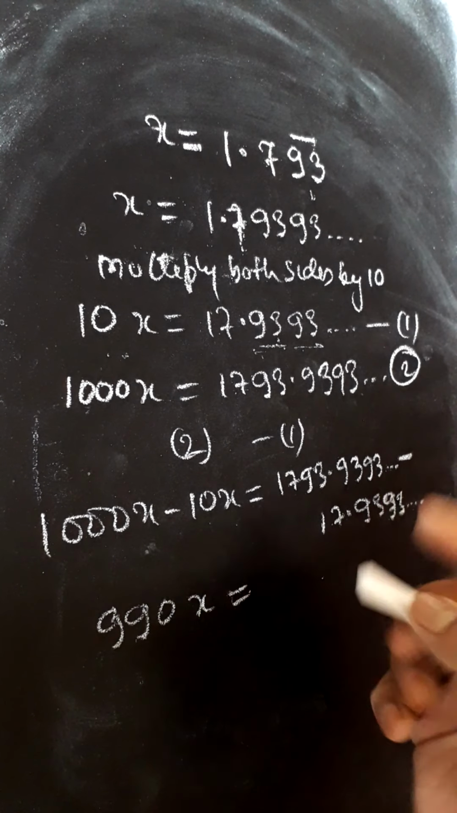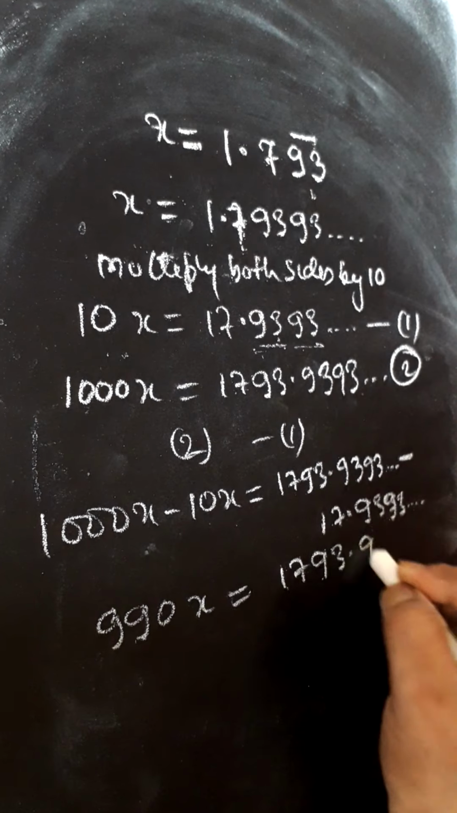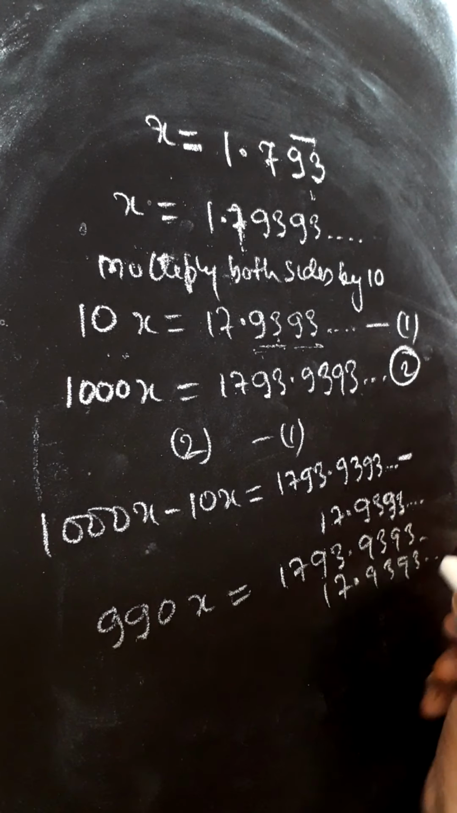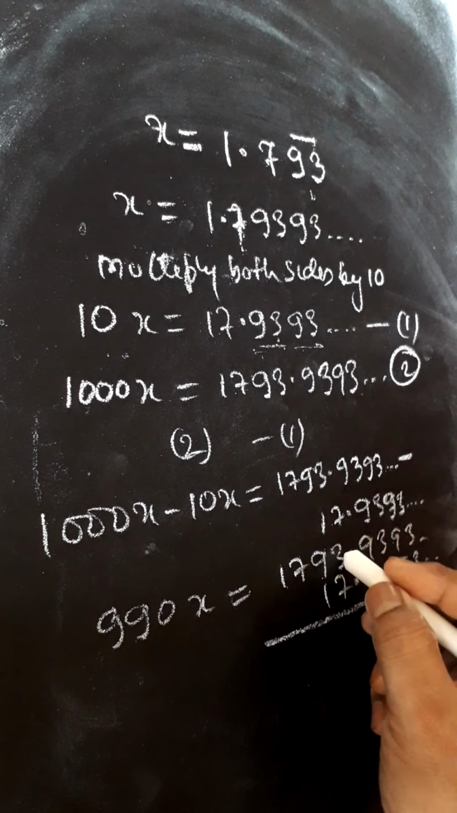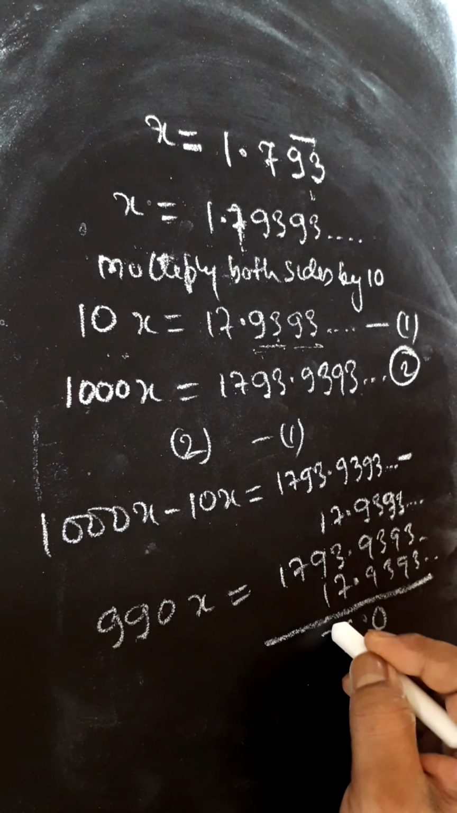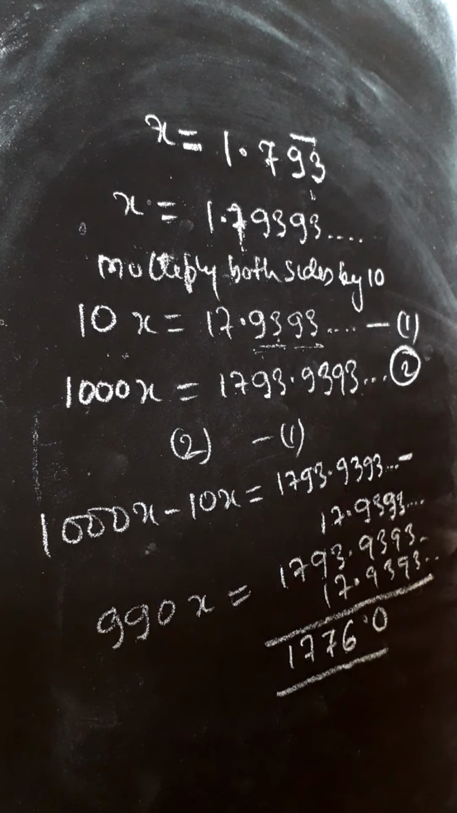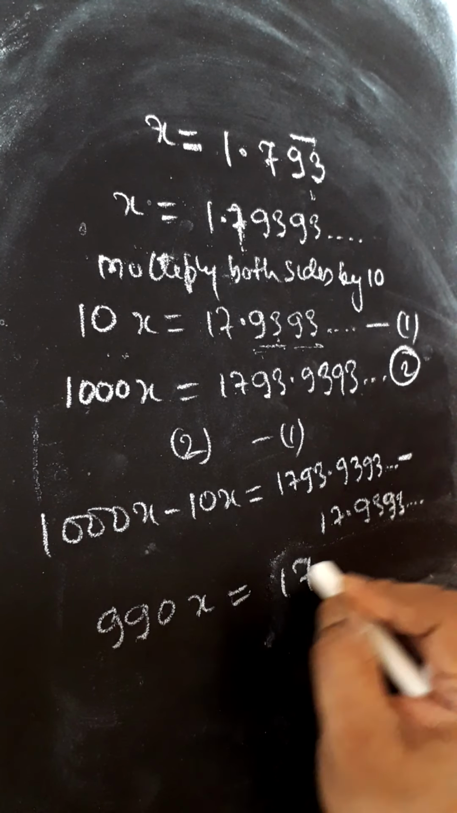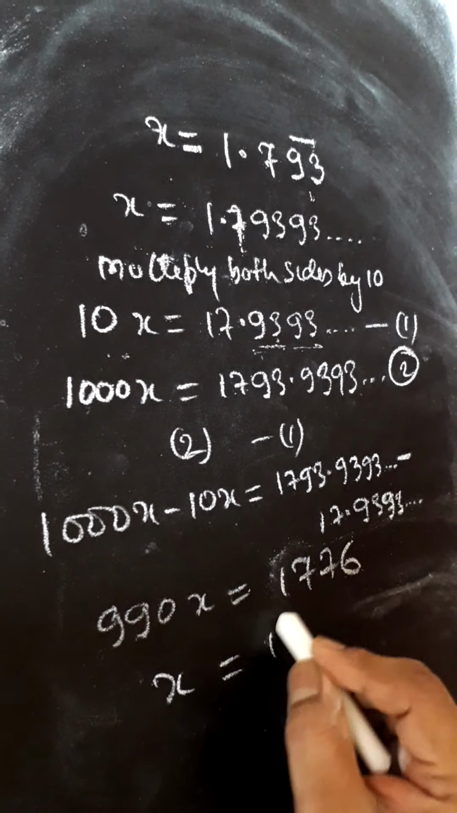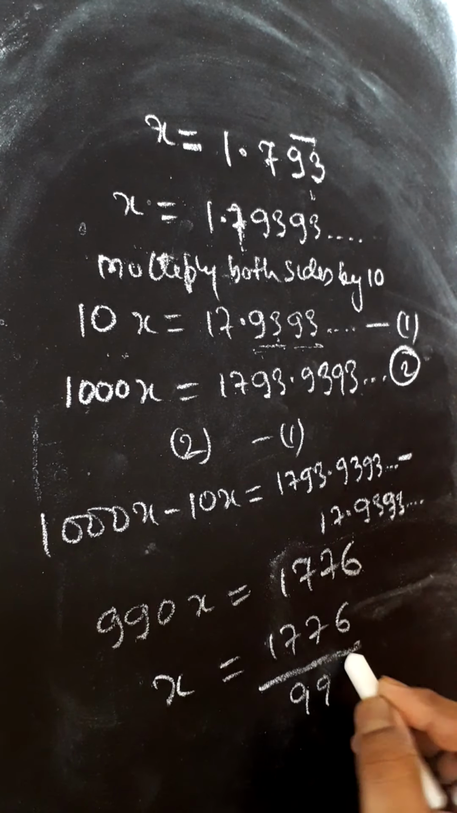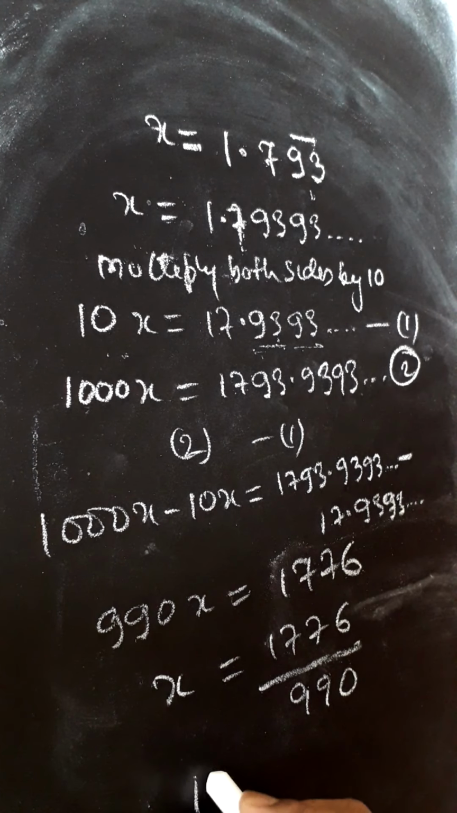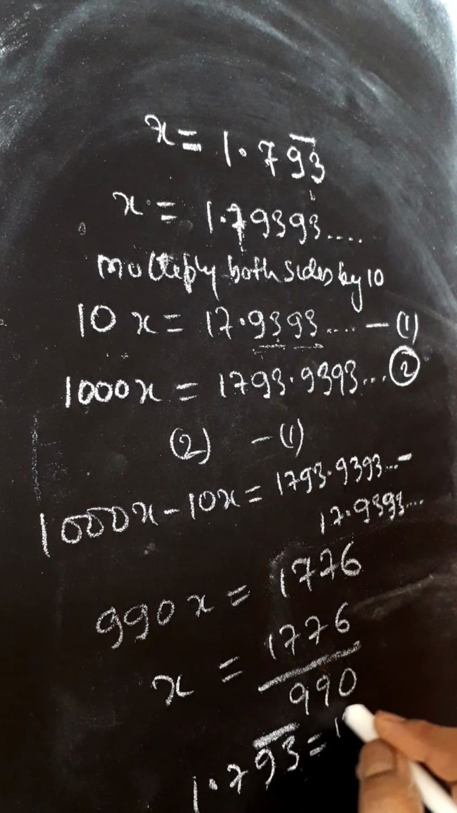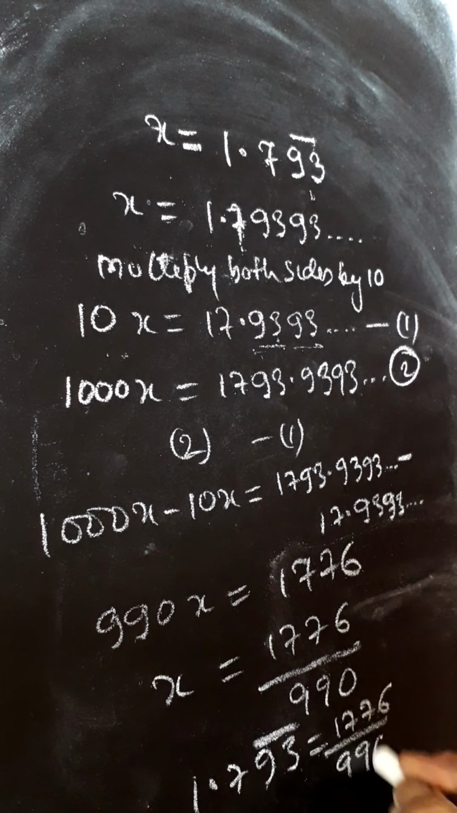Now we will subtract this from this: 1793.9393 minus 17.9393 and so on. Here we have 0, 13 minus 7 is 6, 8 minus 1 is 7, and so on. We are getting 1776. Therefore, x will become 1776 upon 990. So, 1.793 with recurring over 93 will be written as 1776 upon 990.